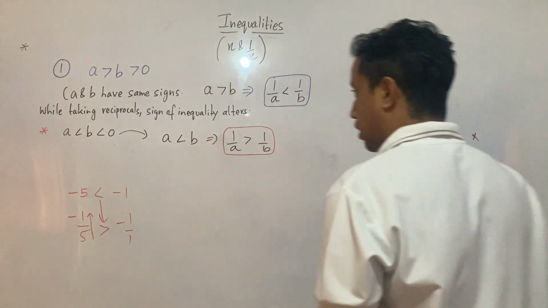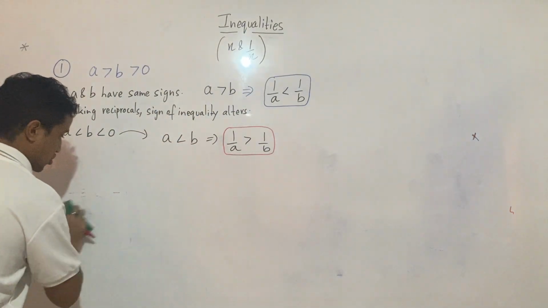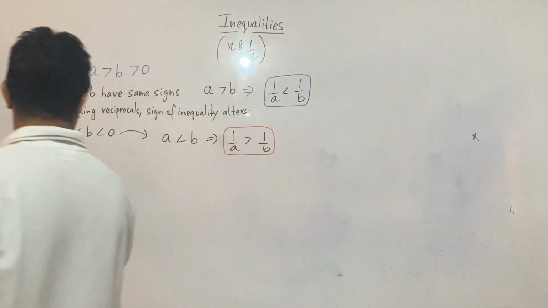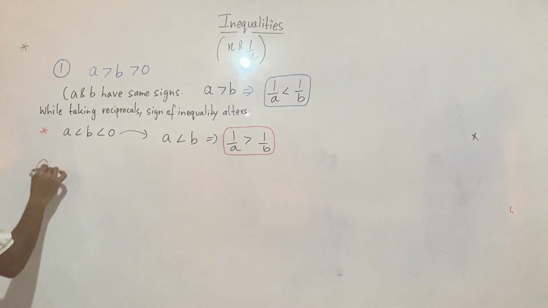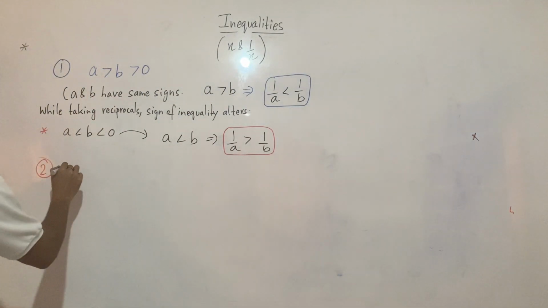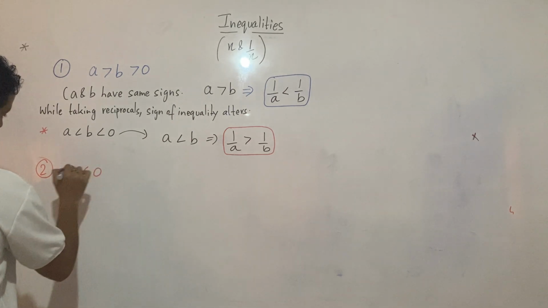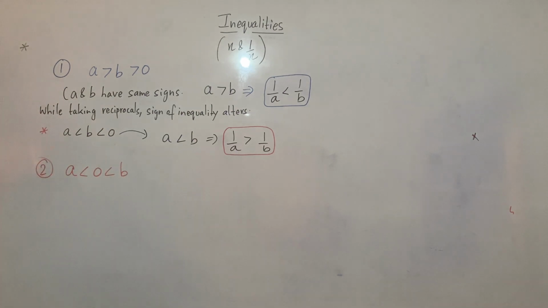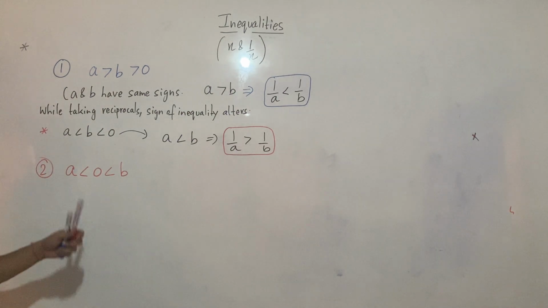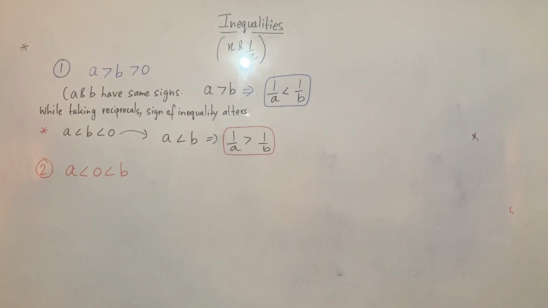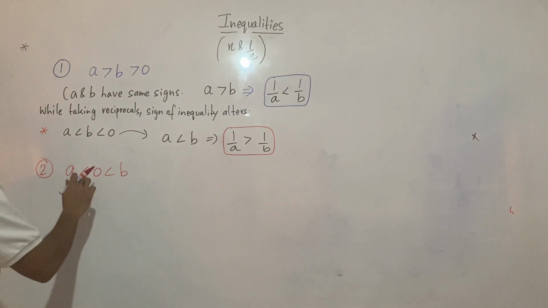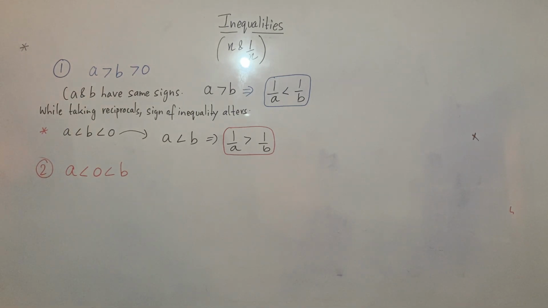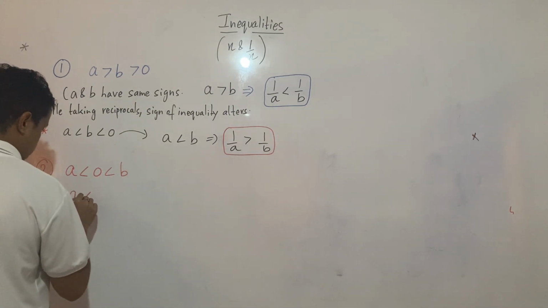Now go to the next case. Let's go to the next case. The next case says that what if the signs are opposite, right? So here you could say something like this, right? Where your a and b have opposite signs, right? So here you can see from here that b is positive, a is negative. A is negative, so a is less than b.